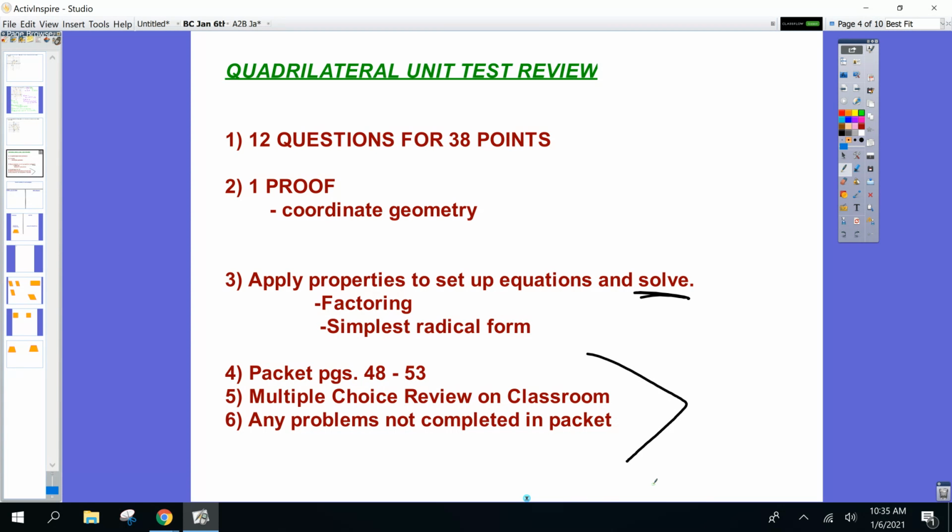I'm going to test you on every single quadrilateral we've talked about. Here's a kite. Here's what I'm going to give you about the kite. Find this. And you got to know the properties to solve the equation. You got to know the properties to set it up. And when you solve a couple of the equations, one of them you're going to have to factor to solve it. That was on your quiz.